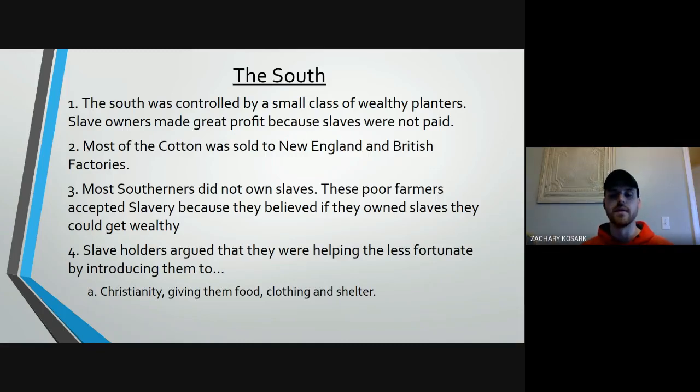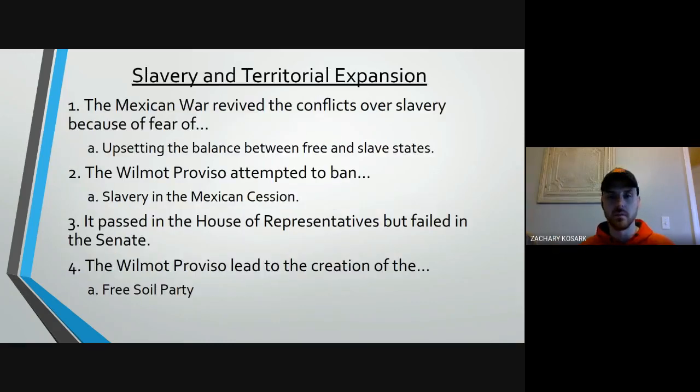Slaveholders argued that they were helping the less fortunate. They were helping these Africans by shipping them over to America 1,000 miles away from their homes and families, and then forcing them to work forever until they died, which is simply not true. Yes, they gave them food, clothing, and shelter, but all of those things were very lacking in actual substance, and the general life of a slave was terrible.